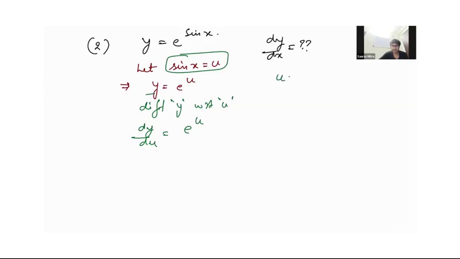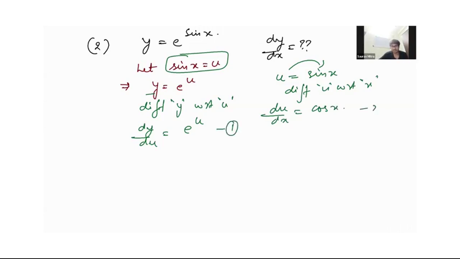So let u equal sin x, and y is equal to e to the power u. Since u is in terms of x, we will differentiate u with respect to x. So that means du by dx is equal to cos x. Clear?